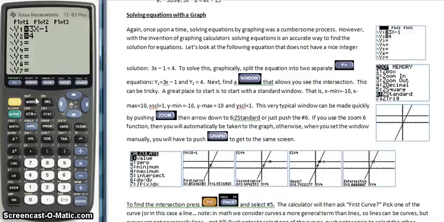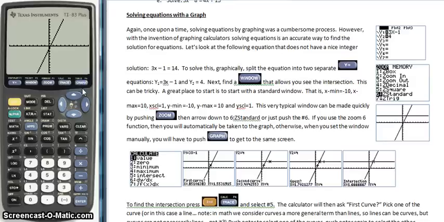Okay, that's nice. But what if we change the problem over here to, instead of 3x minus 1 equals 4, what if we changed it to 14? Well, that would be simple. Over here we would come and we would change this to 14. And when we push graph, we only see the line. We don't see the horizontal line where they would cross.